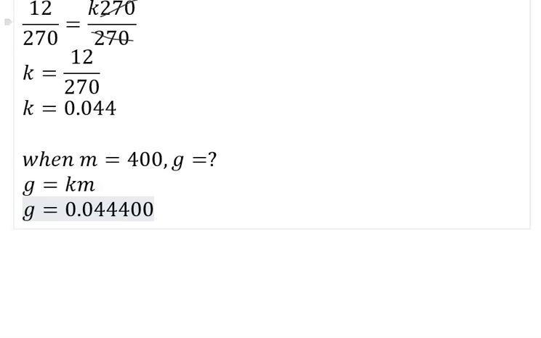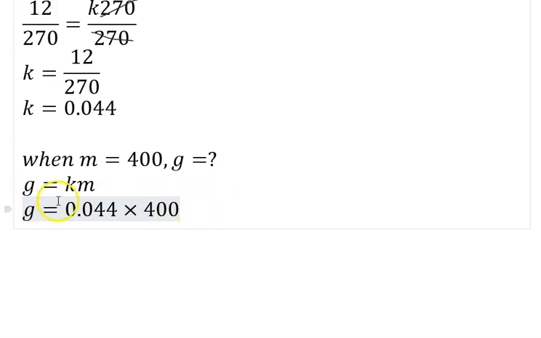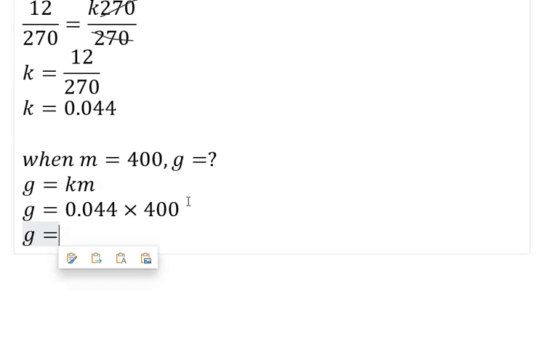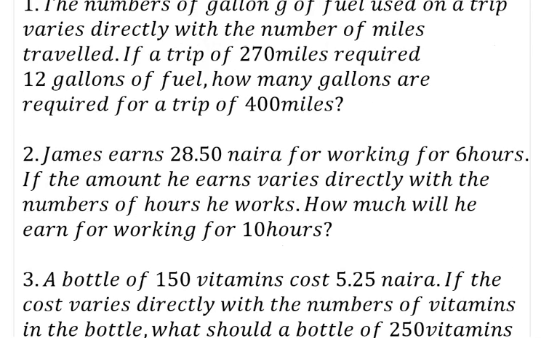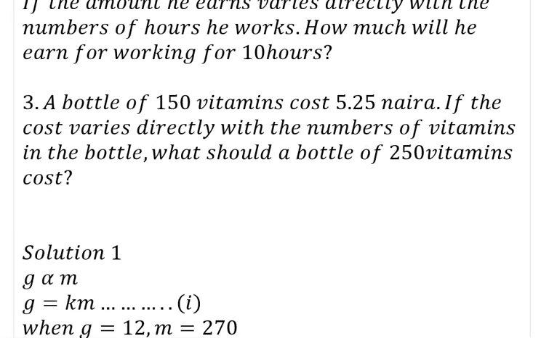So we just multiply it by 400. Beautiful. So having done that, if you bring out your calculator and punch, you have 17.77 gallons. Because that's what the question is asking from us. He said, how many gallons. Beautiful. So let's dive straight into number 2.